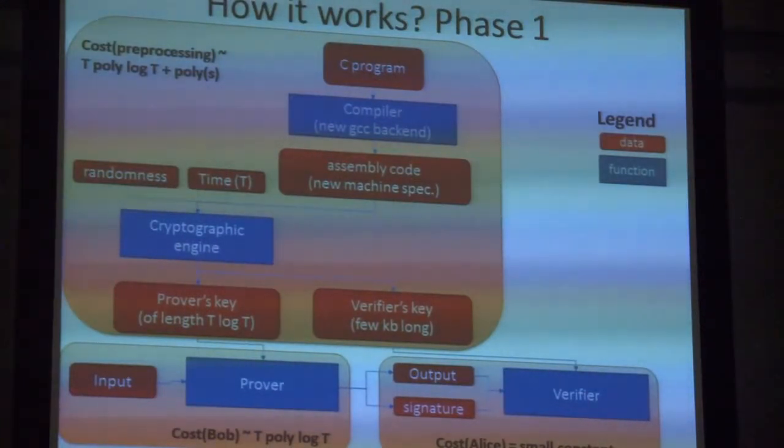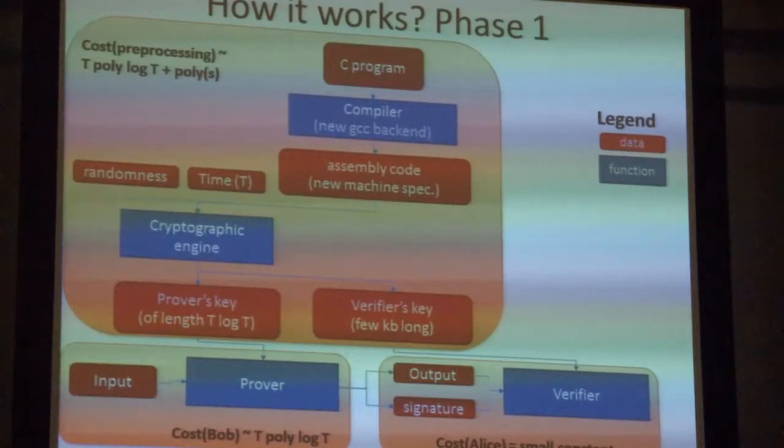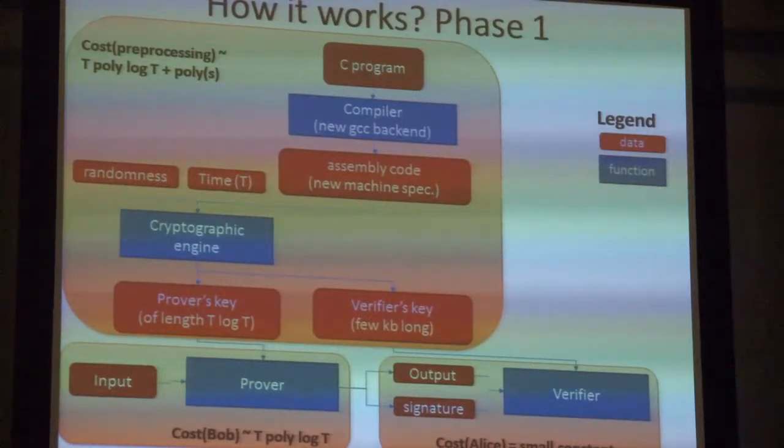You'll start with an arbitrary C program written in some standard version of C, C99 or something like that. And the first thing you'll do is throw it through a new compiler, a new GCC backend that we wrote. And out you'll get assembly code for a new machine specification that, again, is going to come online. So you get assembly code. This is the standard way that you work with any program these days, right? Now comes the new stuff.